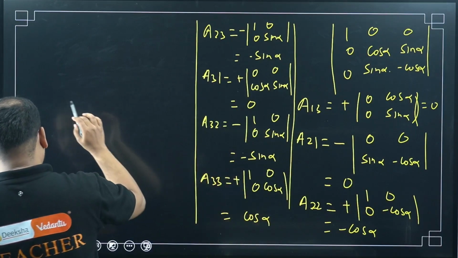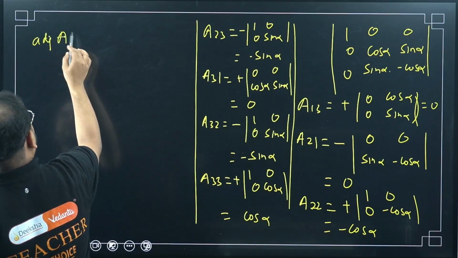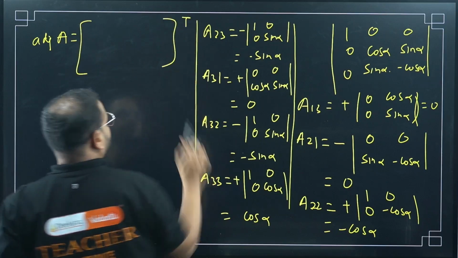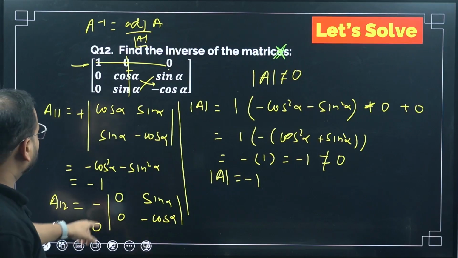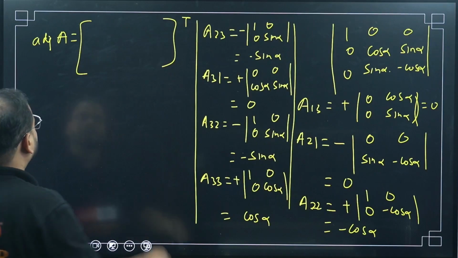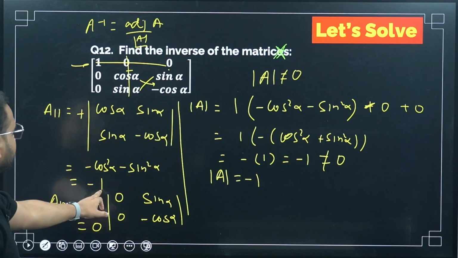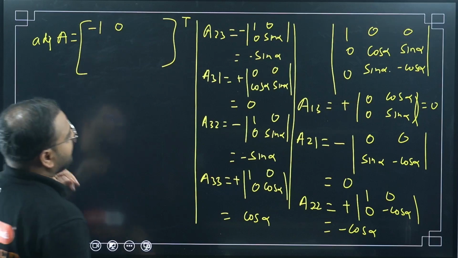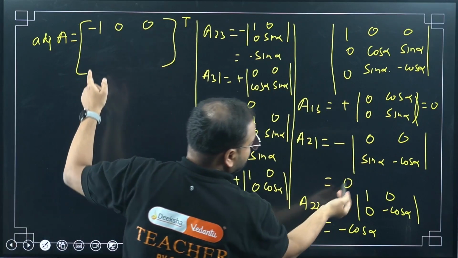So what is going to be my adjoint? If you remember, I'll write the adjoint of matrix A as the transpose of the matrix of cofactors. What is the first one? A11 is minus 1, A12 is 0, please check here, 0. Now check, A13 is coming as 0 again.